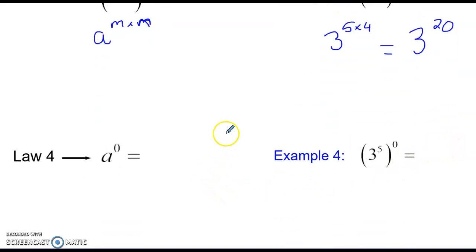And the final law that we're looking at right now is what happens when you have anything to the power of 0, and anything to the power of 0 is equal to 1. So for this example, we have 3 to the 5, and again it's raised to the power of 0. So we're going to apply law number 3 first of all. So we're going to go 3 to the 5 times 0, which is equal to 3 to the power of 0, because 5 times 0 is 0, and that's equal to 1. Anything to the power of 0 is equal to 1.